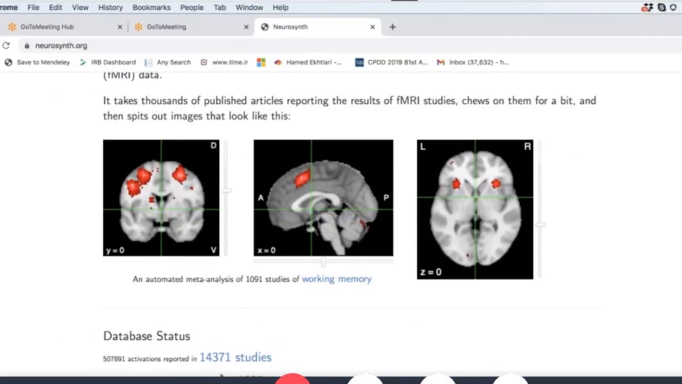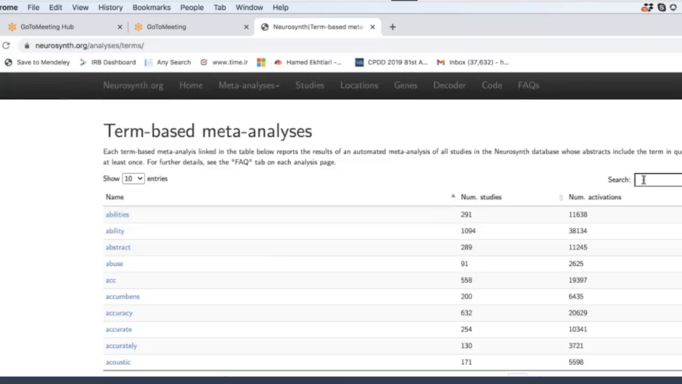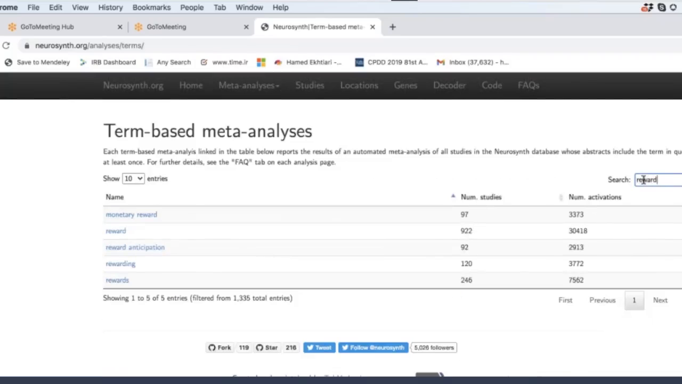And they developed 1,335 terms like working memory. And they tried to do meta-analysis for all these terms. So you can even look for a specific term. I can search for things like reward. If I go for reward, there are different versions of reward. If I go for reward only, there would be something like 30,000 subjects from 922 fMRI studies. And this would be the map.